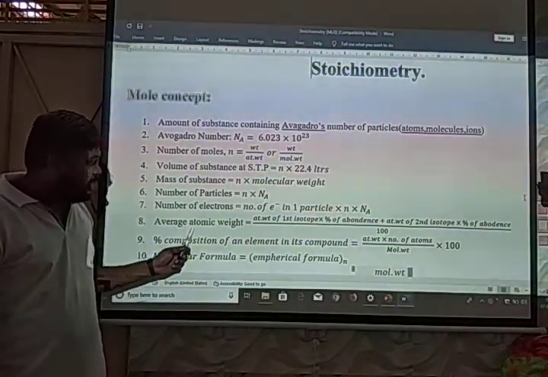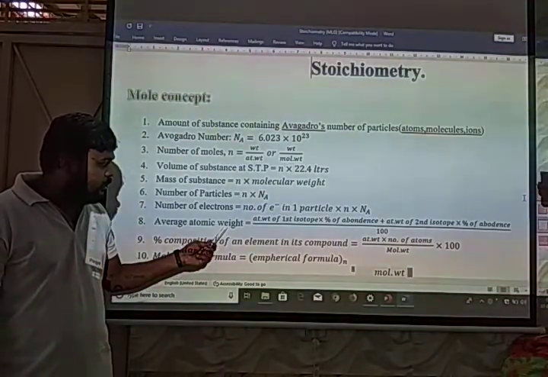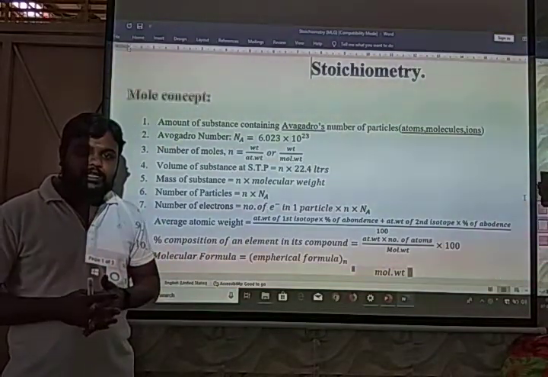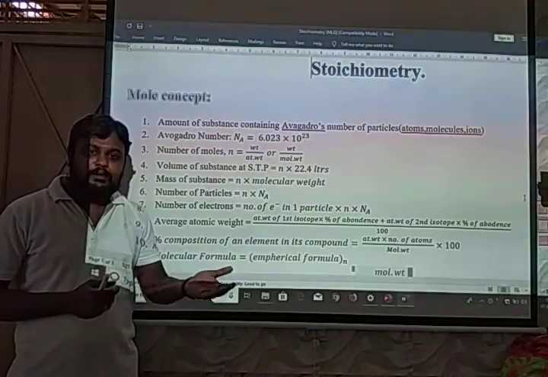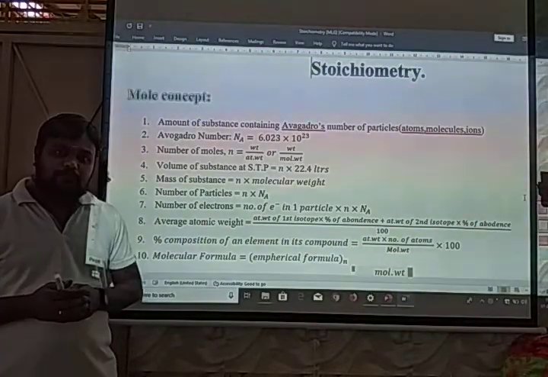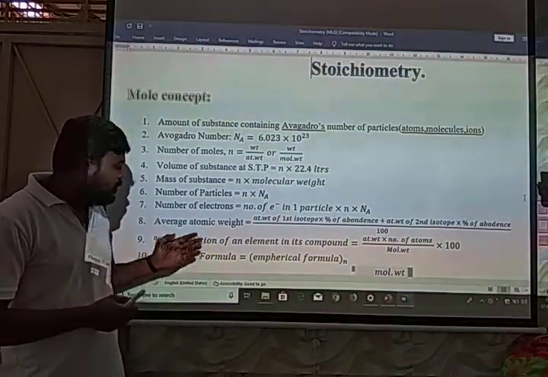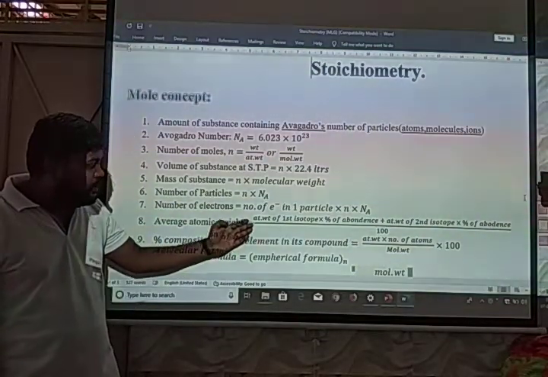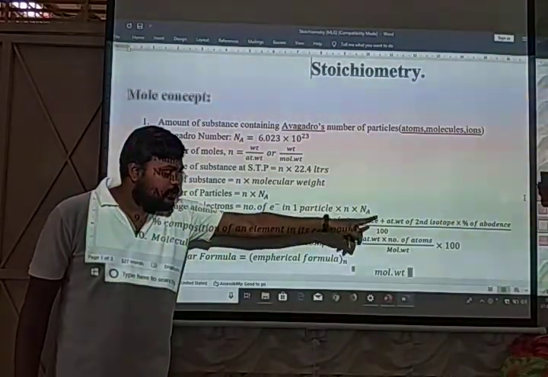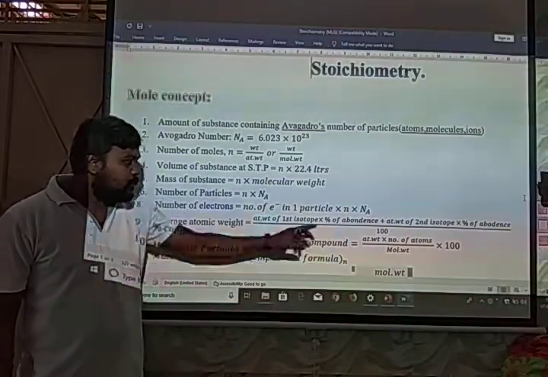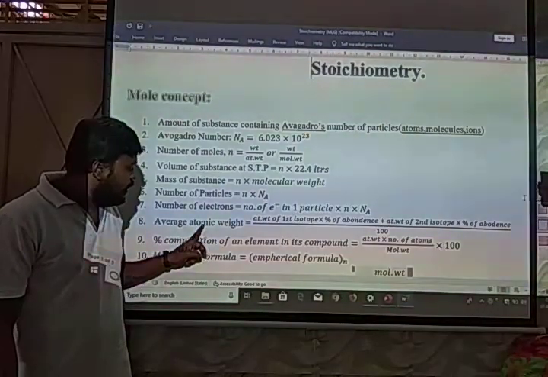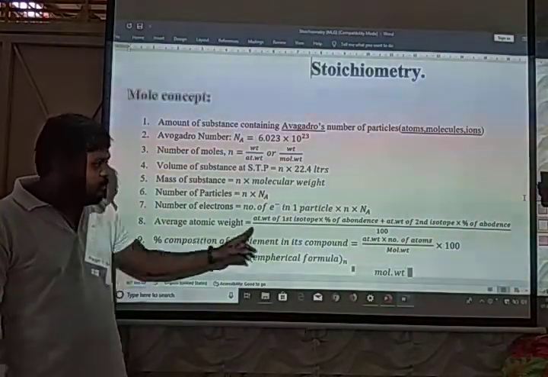Similarly, average atomic weight of an element can be calculated using a formula. So we know that elements are available in nature in the form of isotopes. Isotopes means having same atomic number but different mass number. So by using the isotopes of that respective element, we can find the average atomic weight of an element using a formula: atomic weight of the first isotope into percentage abundance plus atomic weight of second isotope into percentage abundance, divided by 100. So very important formula for the competitive examination, that is calculation of average atomic weight of an element. So using this formula we can find that.